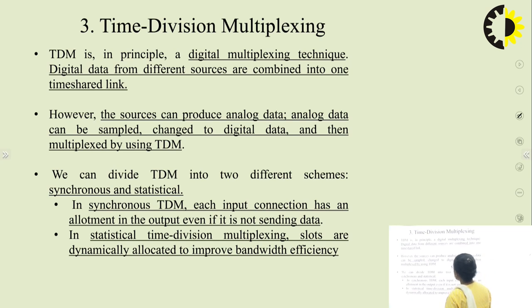So we can say, in principle, it is a digital multiplexing technique, and the digital data from different sources are combined, and the point to be remembered is that we are time sharing the link, as I just explained. However, one more important point is, what if the inputs to the device are not digital signals, let us say they are analog signals? In that case, analog data can also be sampled and changed to digital data, and only then can we go for multiplexing by using TDM.